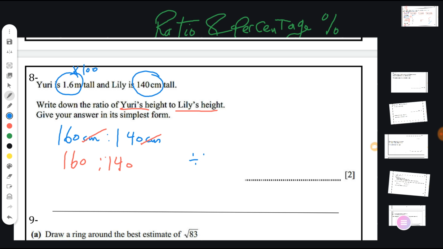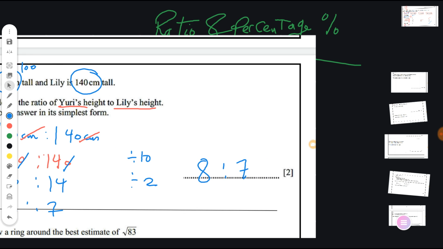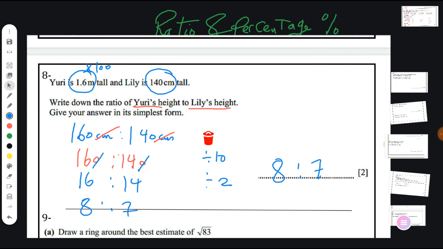Divide by 10, 0 is 0, then it will be 16 to 14, divide by 2, it will be 8 to 7, and that's it. So it will be 8 to 7. This ratio will be 8 to 7 because no more simplification, and we put it in the simplest form. Take care about the simplest form here, because some of you sometimes leave it as 16 and 14. No, you must put it in the simplest form or you can lose marks, okay?